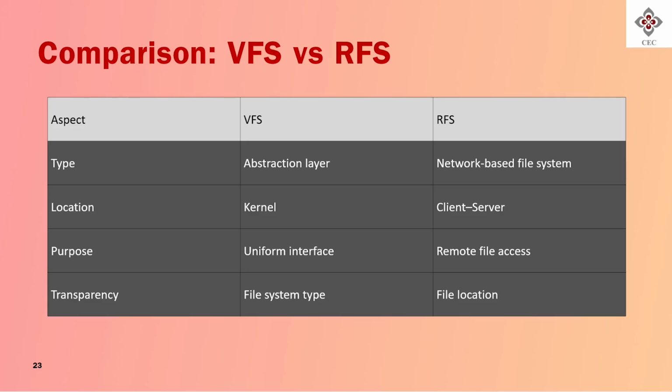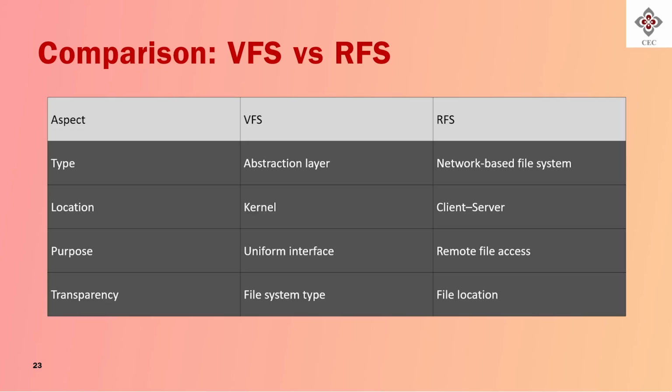The purpose of the VFS is to provide a uniform interface for all the user requests and the different file systems implemented, and the RFS purpose is to access remote files. And the transparency is that there is no discrepancy about different types of file systems. The file system type is common and hidden by the VFS, and in terms of RFS, the file location is hidden. So, the application does not bother about where the file is accessed. If you click, it will be sent to the application which is making the request.